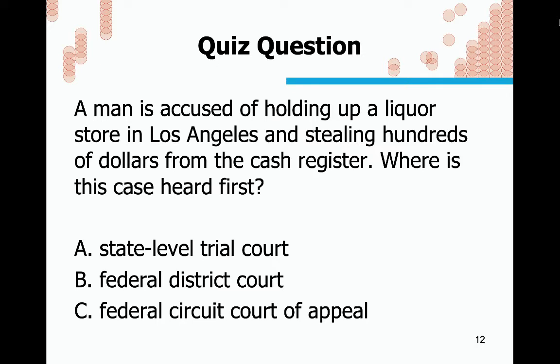So quiz question here. A man is accused of holding up a liquor store in Los Angeles and stealing hundreds of dollars from the cash register. Where is this case first heard? Tick, tock, tick. This is a state level trial court, right? And again, the vast majority of cases, criminal and civil, are heard at the state level, okay? Recourse to a federal court requires involvement of federal law, or a couple of other exceptions to this.